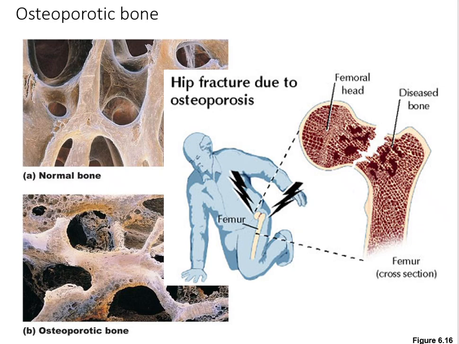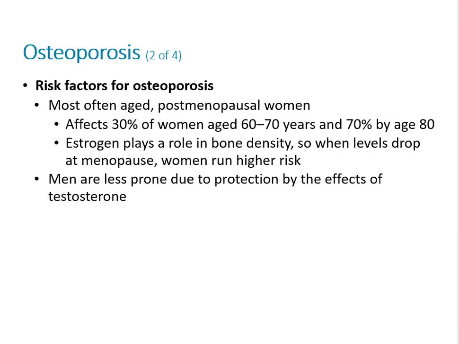Here up at the top on the left, you can see normal bone, compared to, at the bottom on the left, osteoporotic bone. So osteoporotic bone is actually porous bone. It's not specifically demineralized or missing the organic components. It's just bone that's being broken down, making it quite weak.